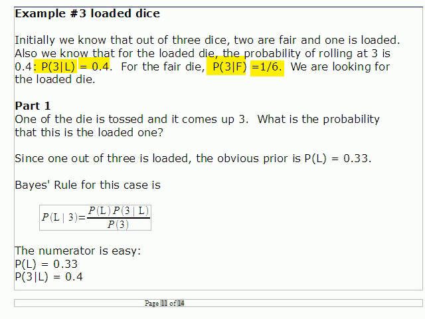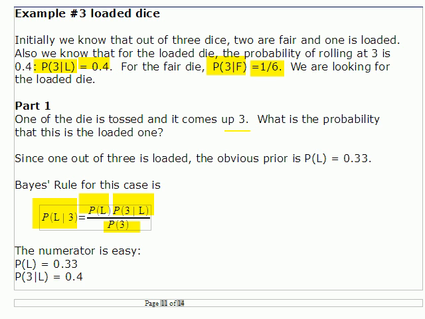All right, so let's say one of the dice is tossed, and it comes up with a 3. This is highly suspicious, since that was a higher probability there. It's highly suspicious that this one was loaded. Can we calculate that? Okay, so here's how we go. This is Bayes' rule for this case. Probability that this die is loaded, given that it just came up with a 3, equals the probability that it's loaded times the probability that a 3 would have come up on a loaded die, divided by the probability you would have gotten a 3 anyway.